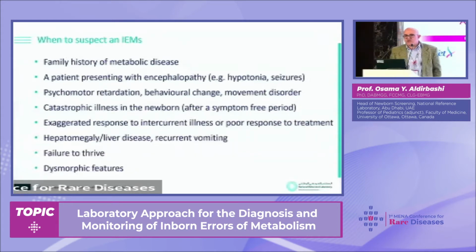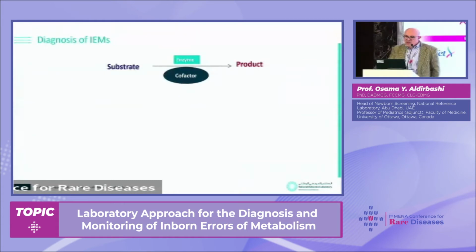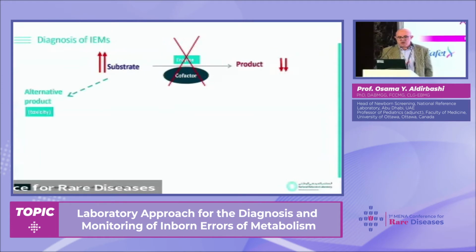So again, let me go to the simple diagram showing the conversion of a substrate in a metabolic pathway into a product, driven by an enzyme and a cofactor. If the enzyme or cofactor system is not working, there would be accumulation of substrate and deficiency of the product. And in some cases, alternative products will be formed, and these alternative products can be toxic. Now, to diagnose inborn error of metabolism, the standard way is measuring the metabolite or measuring the enzyme and then confirming that with molecular testing.